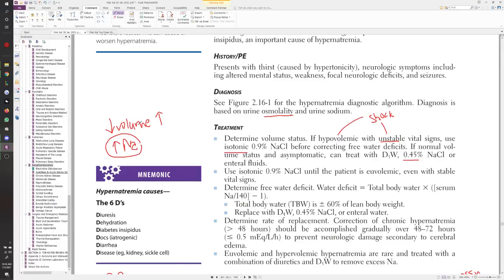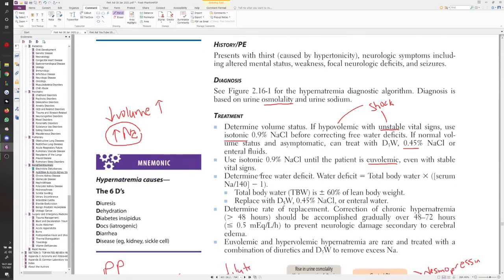And as you fix volume anyway, as you raise the volume, think about this too, you'll naturally be lowering sodium concentration. So you may not really need to do anything about giving them a different tonicity of sodium, right? So that's something to also understand there. Use isotonic NaCl until the patient is euvolemic, even with stable vital signs, right? Determine free water deficit. Water deficit is equal to total body water times serum sodium divided by 140 minus 1.